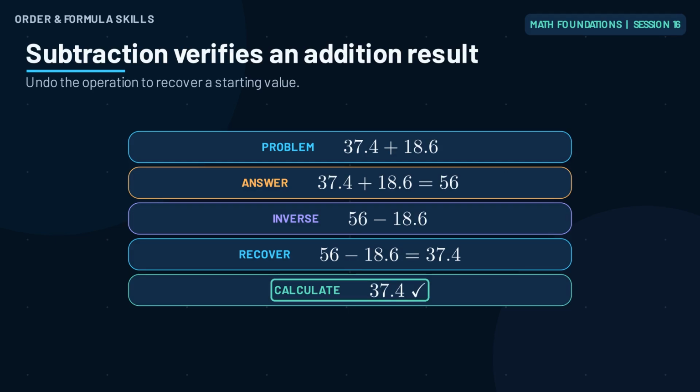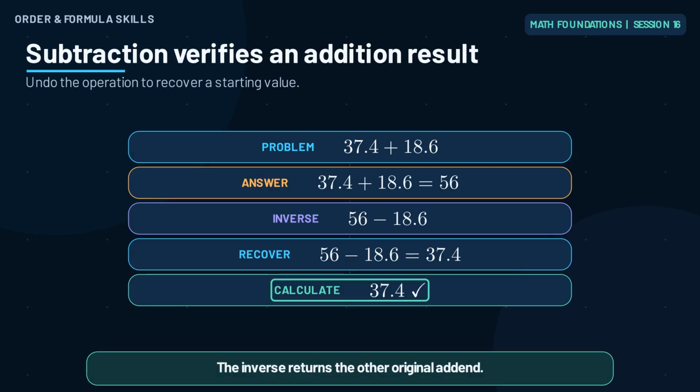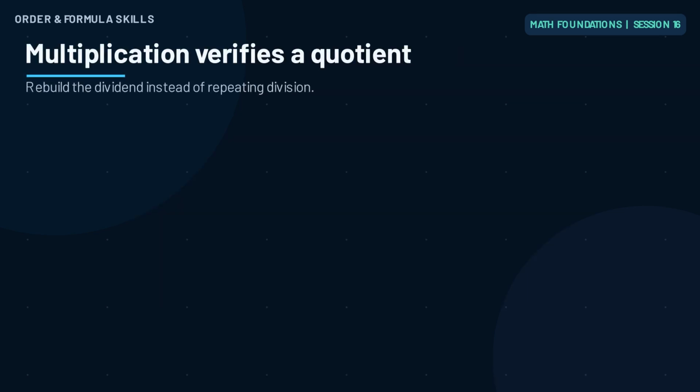Addition and subtraction form an inverse pair. If the recovery misses, recheck signs, decimal placement, and the original entry. An inverse check is independent evidence, not a repetition of the same work. Multiplication can verify a quotient without repeating the division.